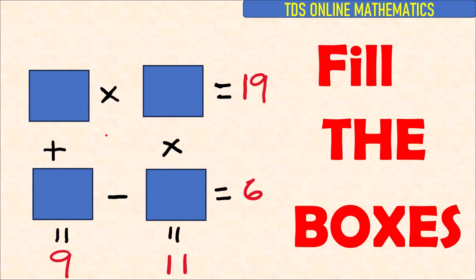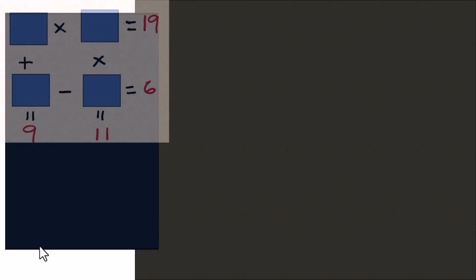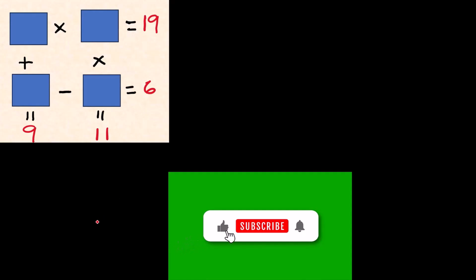So we have to fill the boxes here. Okay, so let's get started. All right. Okay, so first thing to do here is to label the boxes. So let's call this side A, this side B, C, and D. All right. So A times B, so AB is 19.